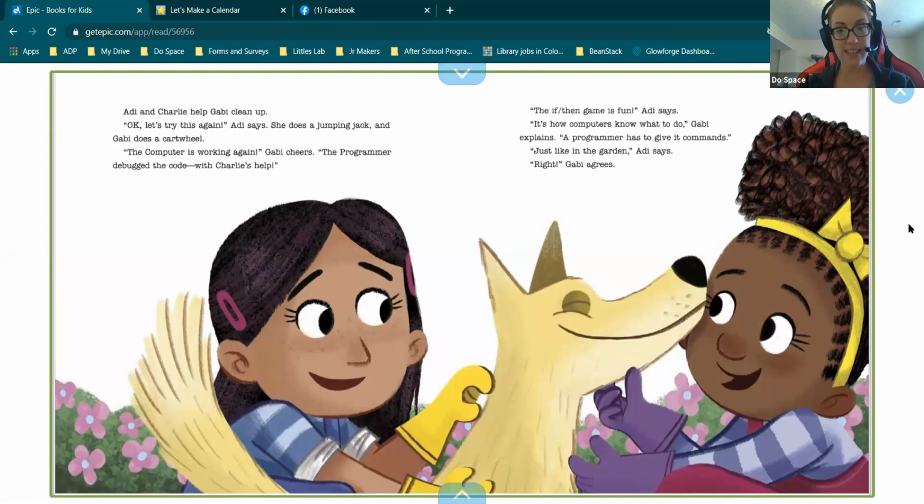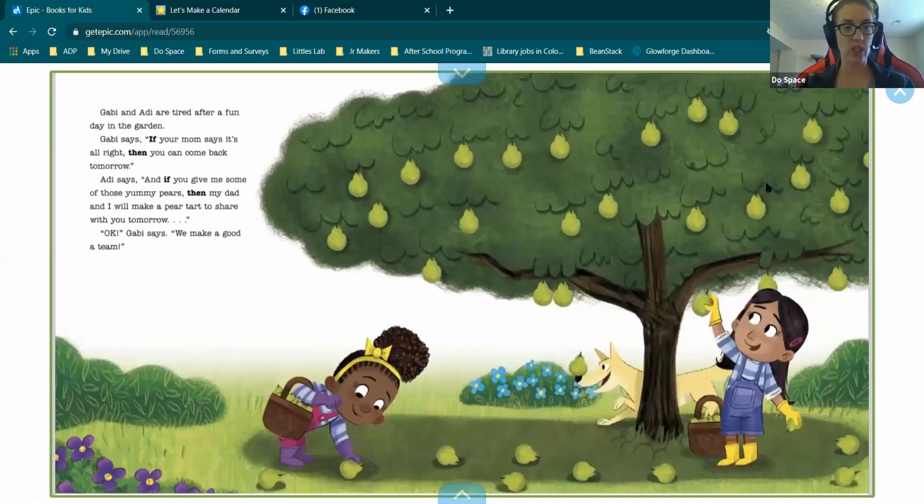Just like in the garden, Addie says. Right, Gabby agrees. And Gabby and Addie are tired after a fun day in the garden. Gabby says, if your mom says it's all right, then you can come back tomorrow. And Addie says, if you give me some of those yummy pears, then my dad will make a pear tart to share for you tomorrow. Okay, Gabby says. We make a good team.